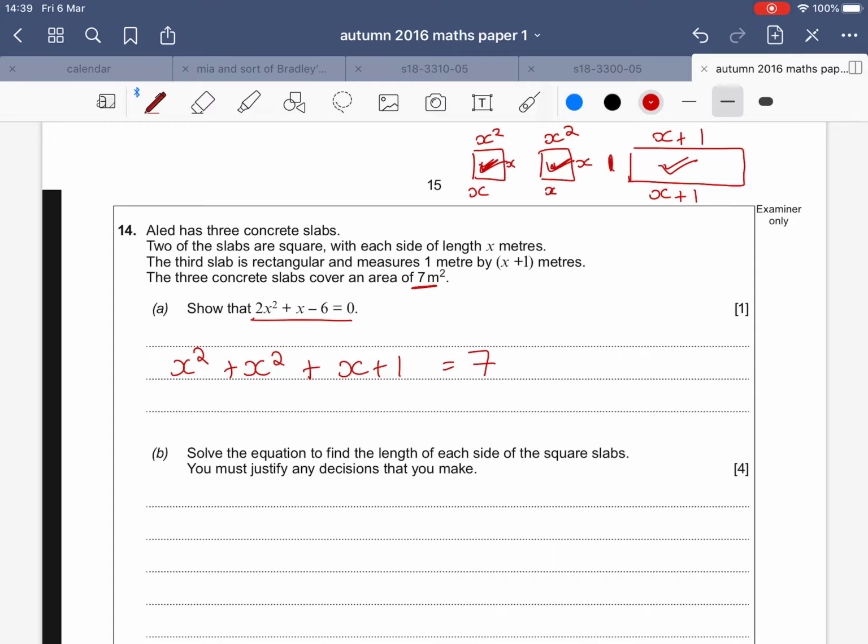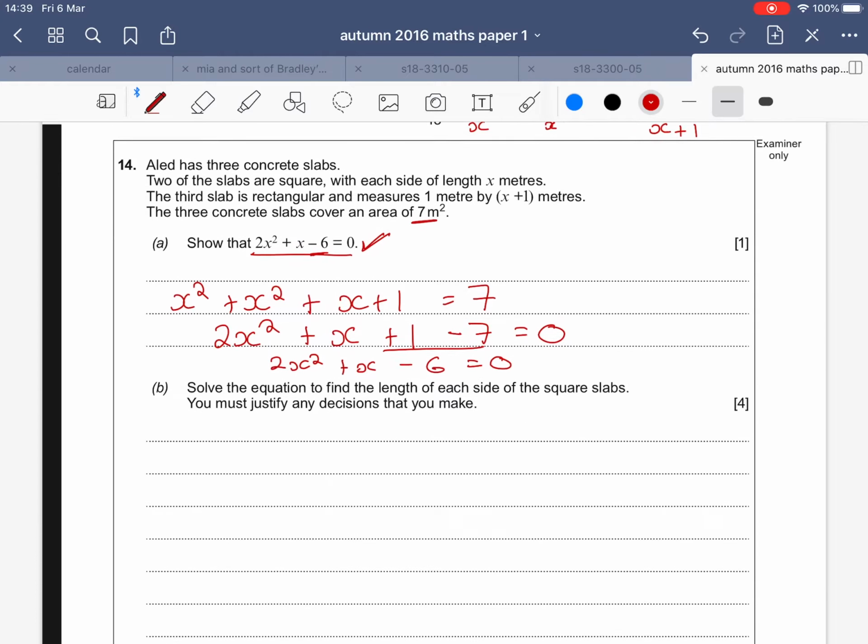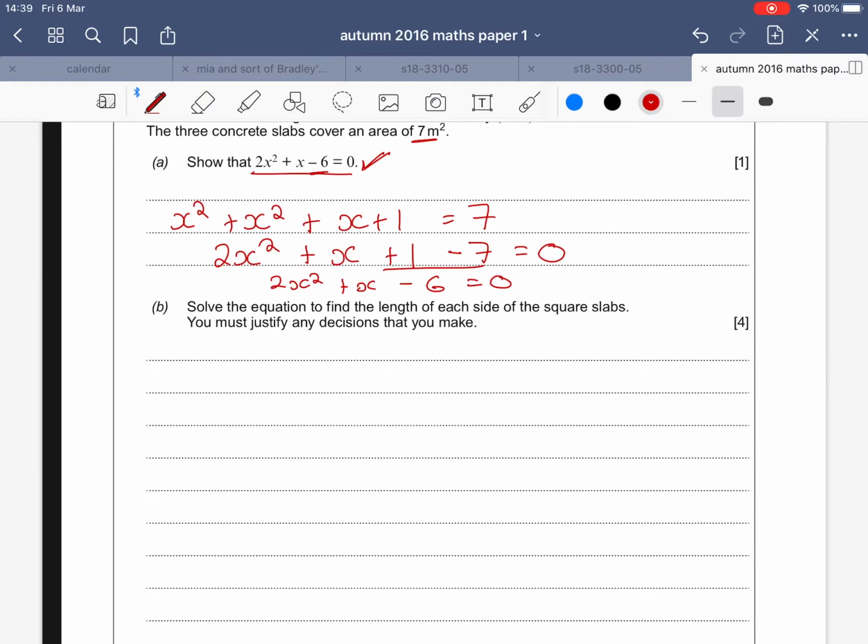Simplify. You've got 2 lots of x squared, so that's 2x squared. You've got your 1x. You've got your 1. If we take away the 7, so chuck the 7 over the other side, that equals 0. We've almost got it, we just need the 6. So we can simplify this bit to get 2x squared plus x minus 6 equals 0. So I'm just proving that this is correct. Solve the equation to find the length of each side of the square. So we've got to solve this quadratic.